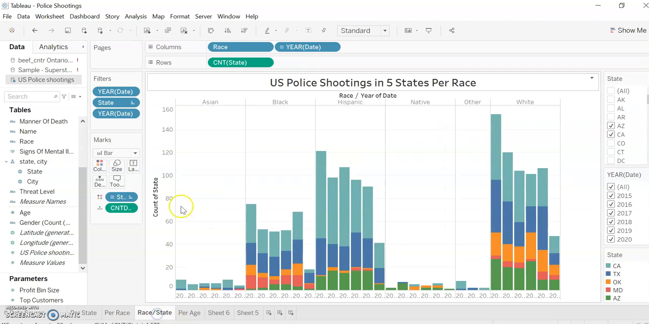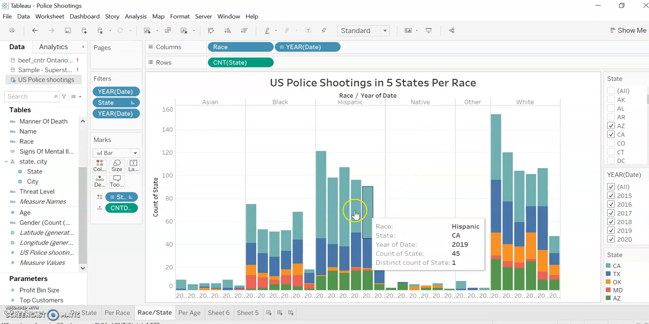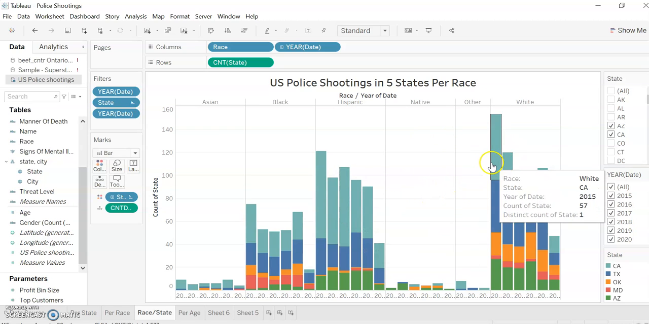So I also do this per state. If you look at this, we see that some states are heavily impacted, or shootings happen much in those states. I'm sure it's a result of different economic, financial, and entertainment activities that happen in some of these states. Also attracts some of these issues that result in police shooting.